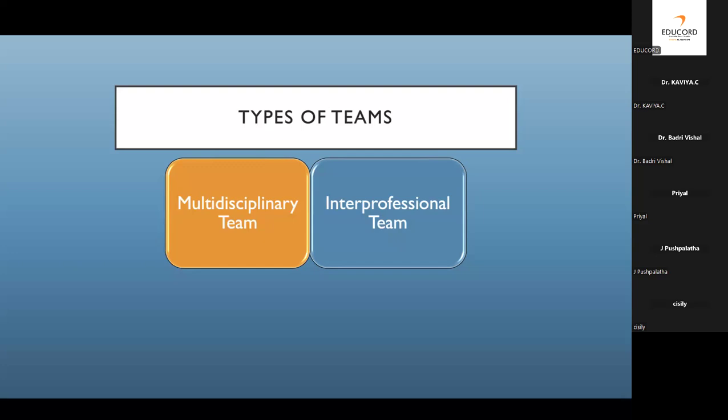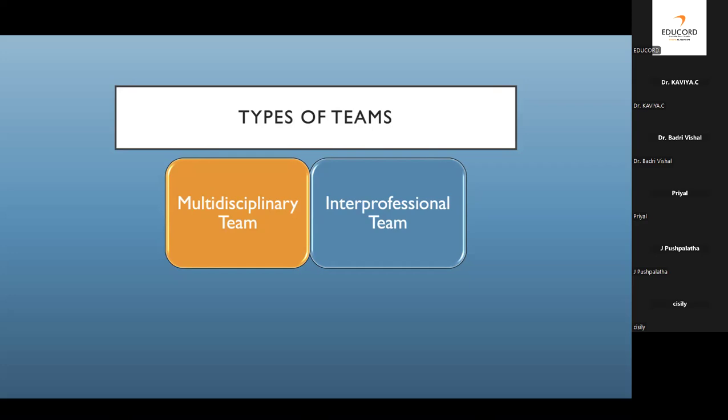Multidisciplinary: for a patient who has an orthopedic problem, he or she might go to an orthopedician, and also consult a geriatrician. If she has some vascular problem, she is consulting a vascular surgeon also. So that is a multidisciplinary team. Similar profession, the disciplines are different.